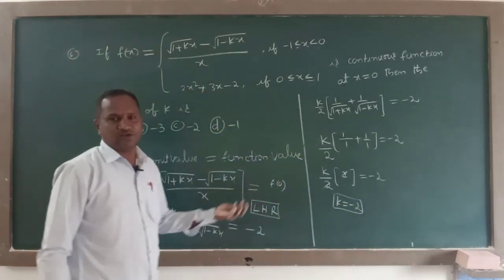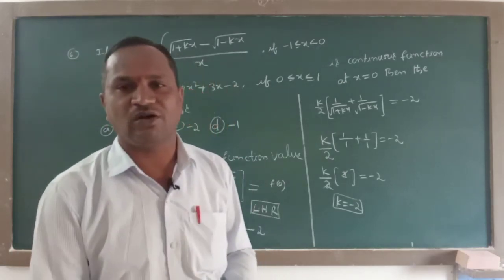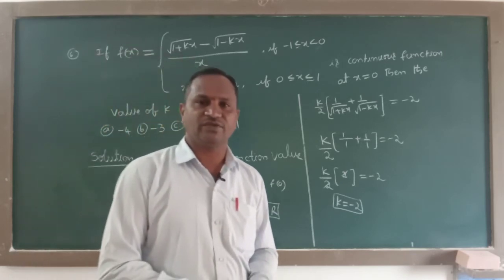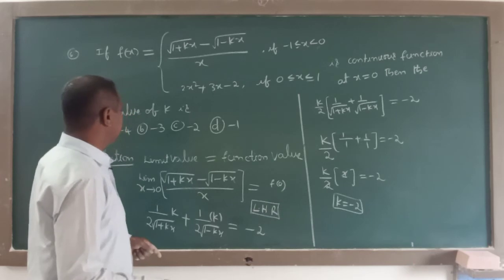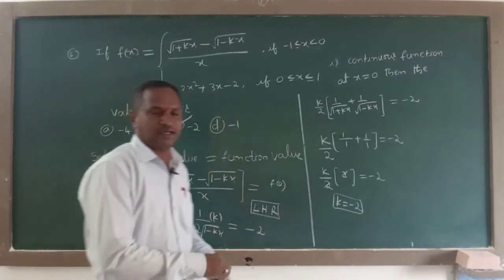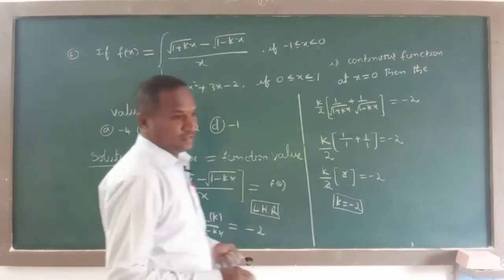And as I told the first time also, we need only one value, either the limit value or the function value, because they mentioned that f of x is continuous. That's why finally we got the k value as minus 2. Minus 2 is which option? Third option. Therefore third is the correct answer for this question. Now let us solve another question.